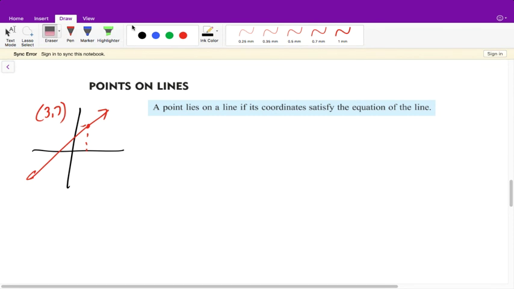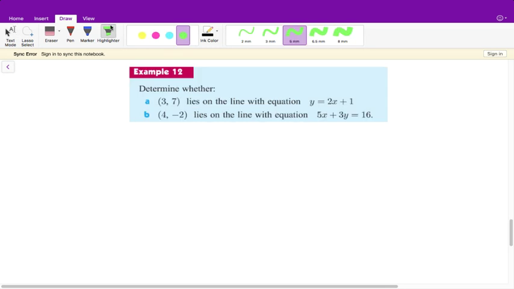And it's very easy. What it needs to do is it just needs to satisfy, meaning that when we plug it in, it still gives us a true equation. It just satisfies the equation of a line. All right, so we have a couple of these to do real quick. So for A, it says, determine if 3, 7 lies on the line of the equation y is equal to 2x plus 1. So it's really easy.